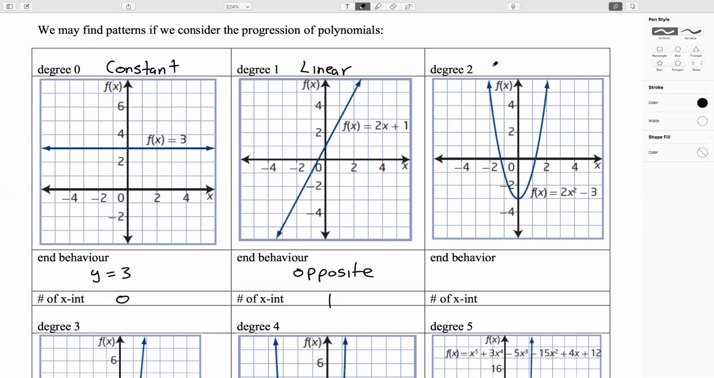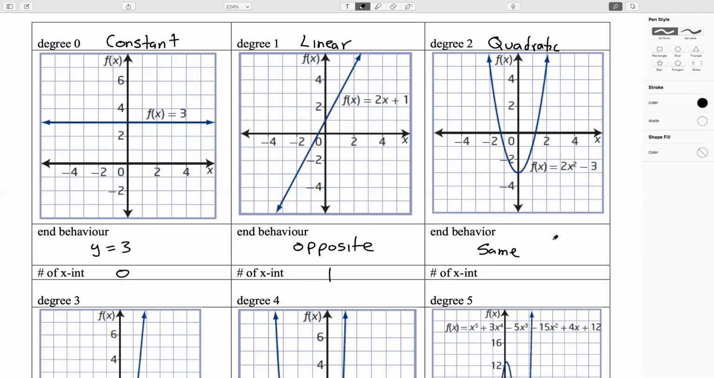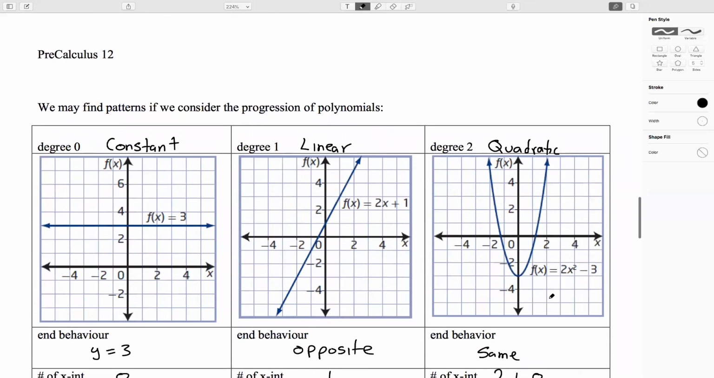Let's take a look at degree 2. These are called quadratic functions. So this function has the same end behavior. They will either both point up or both point down. And then the number of x-intercepts. You can have 2, but you can also have 1 or 0. So 2, 1, or 0. And that depends on the orientation of the function. For example, you've seen one that looks like 2. You've seen one that looks like 1. You could have a function that never actually crosses the x-axis and simply looks like this. So you don't always have to have an x-intercept for these kind of functions.